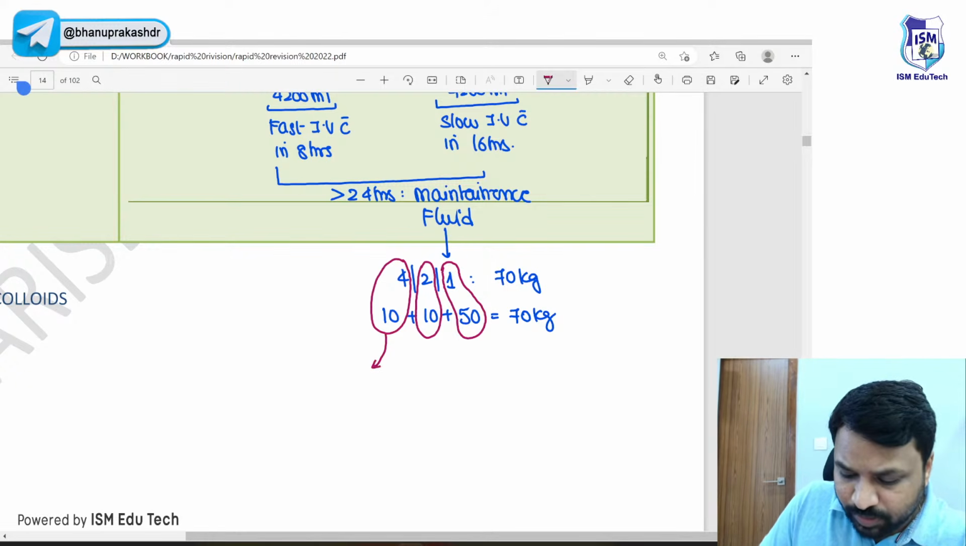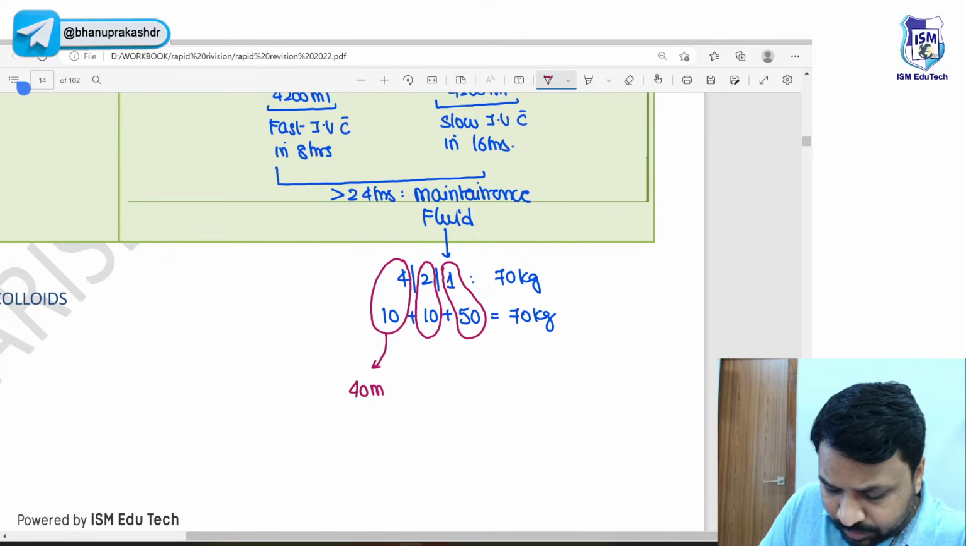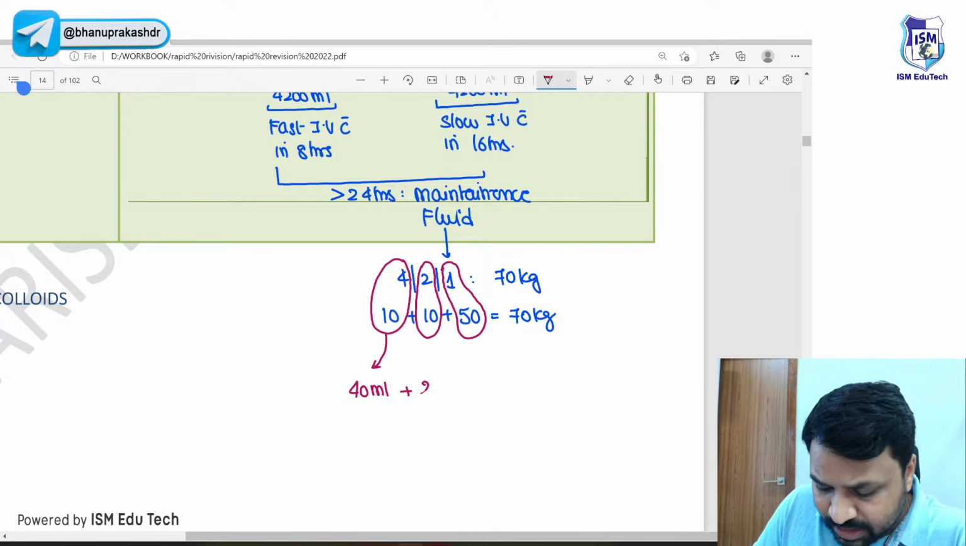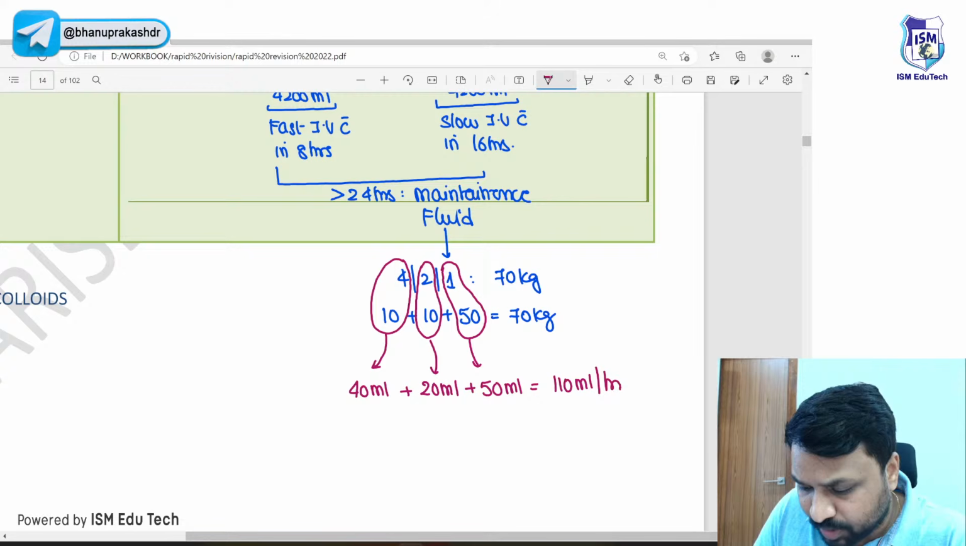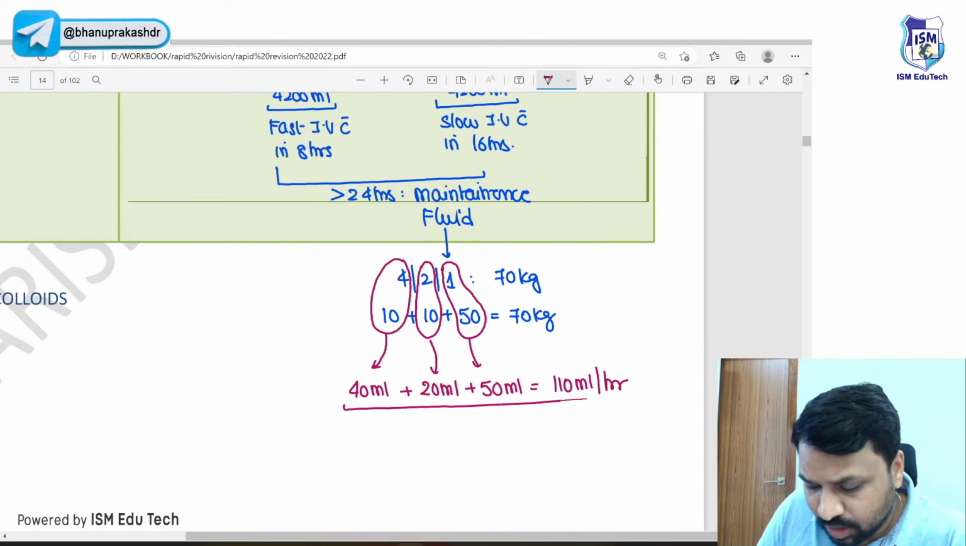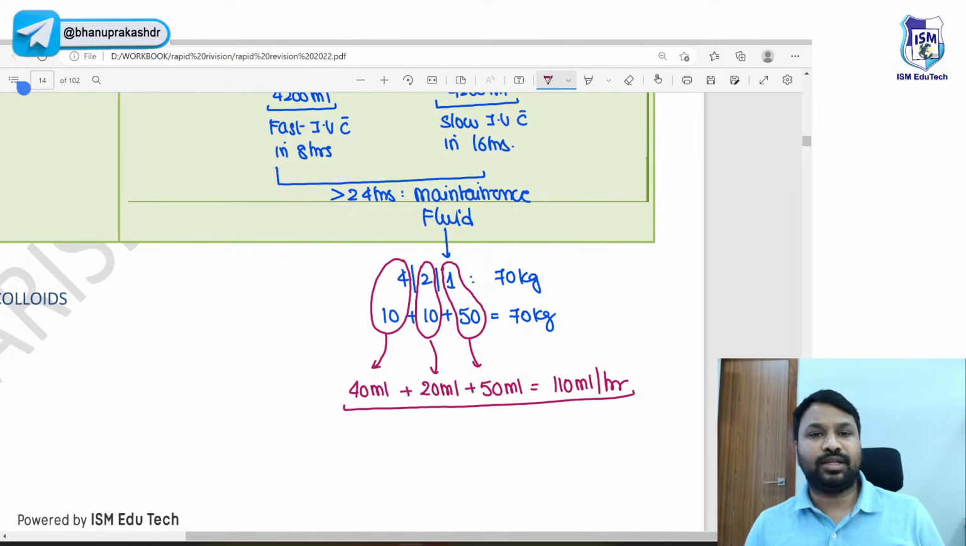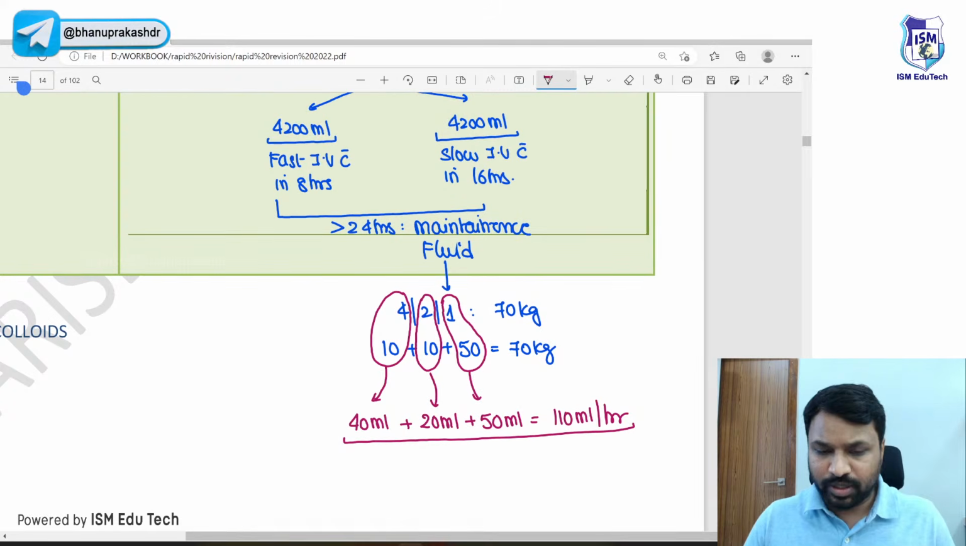So 4 ml per kg becomes 40 ml. 2 ml per kg here becomes 20 ml. The rest of the body weight at 1 ml per kg will become 50 ml, right? So when you add all this, it will become 110 ml, and this is given per hour. This is how you're going to calculate your maintenance fluid, that is 110 ml per hour.